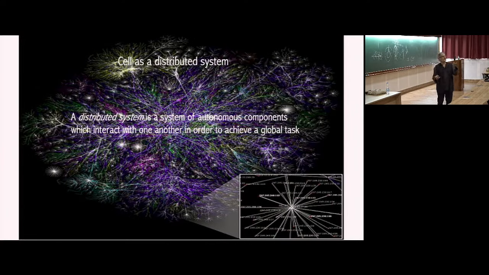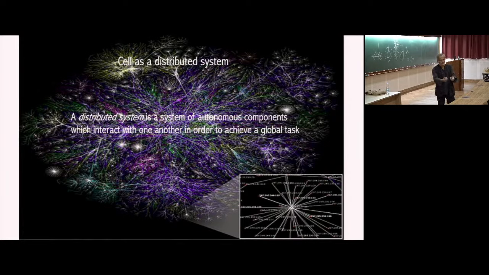This is something I talked about in the first lecture. I just wanted to put this up here so that you appreciate what a distributed system is. I defined it in the first lecture, but here: a distributed system is a system of autonomous components. They could be anything. They could be cells in a tissue. They could be organelles within the cell, etc. which interact with one another in order to achieve a global task. In the context of the cell, it's a cellular task. In the context of a tissue, it's a tissue-level task.